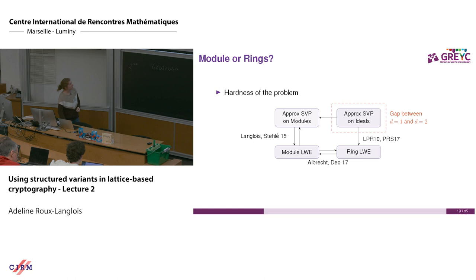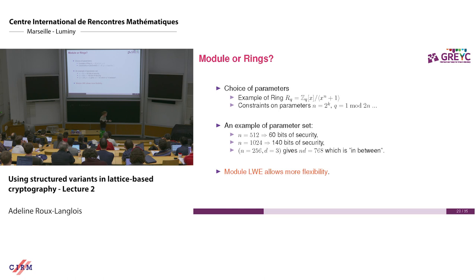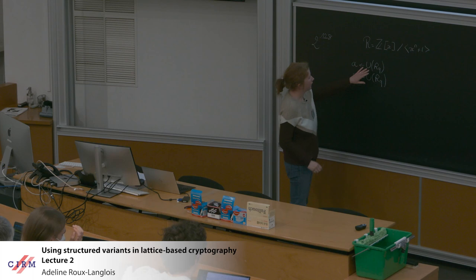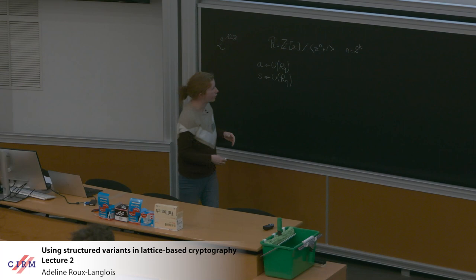Okay, and for the choice between modules and rings, like will I use one or the other, the advantage of modules is that it allows more flexibility on the parameters. So when you are considering ring LWE, you have only elements in R_q. So A is uniform in R_q, S also. The dimension of your ring will be n, and n has to be a power of 2. And this is quite a restriction because you don't have that many choices for n.